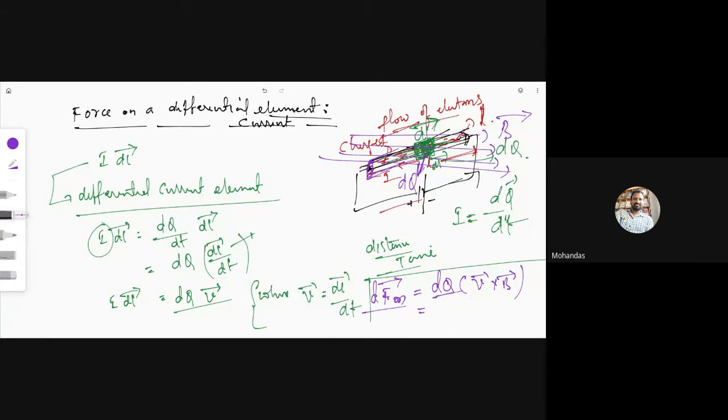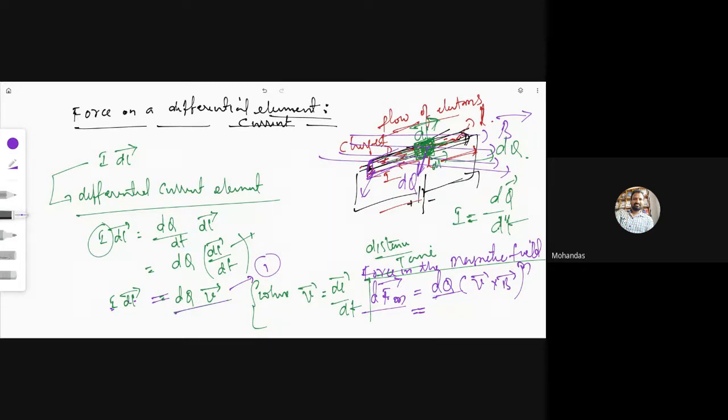Okay, this is the force in the magnetic field on the differential current element. Now let us say previously, let us say this is equation 1. What is the equation 1? Idl equal to dq into v.